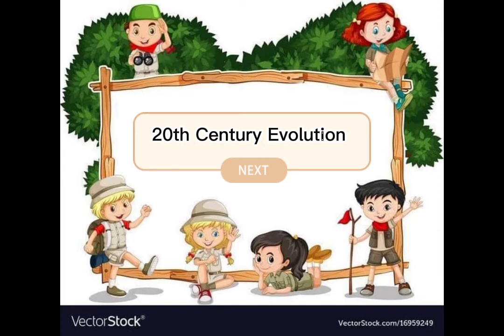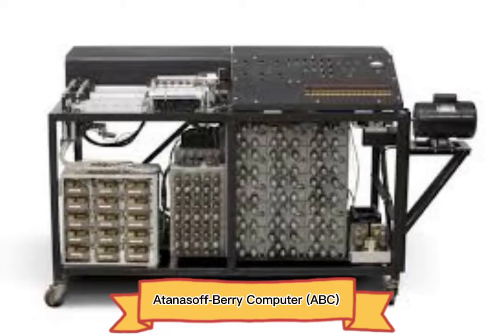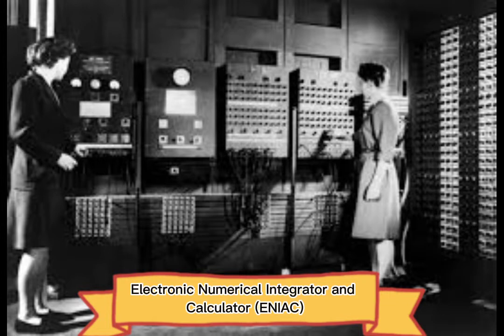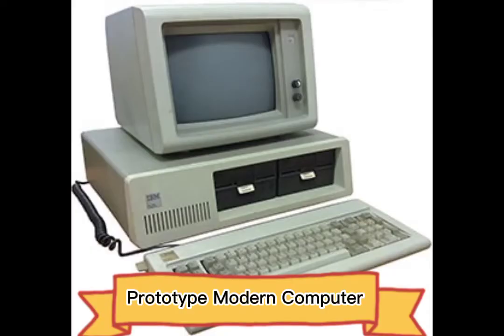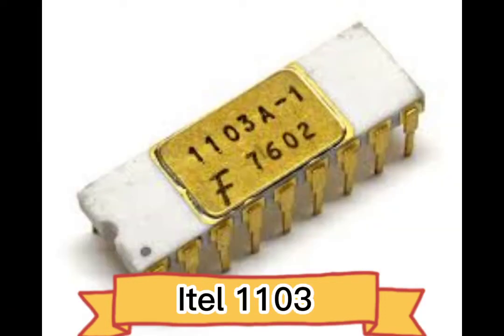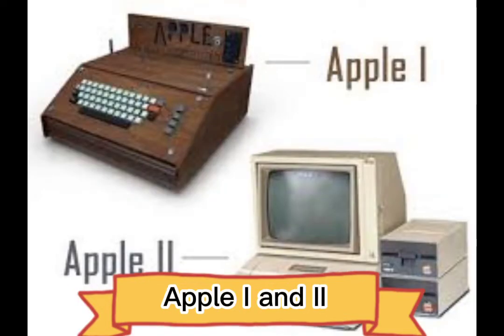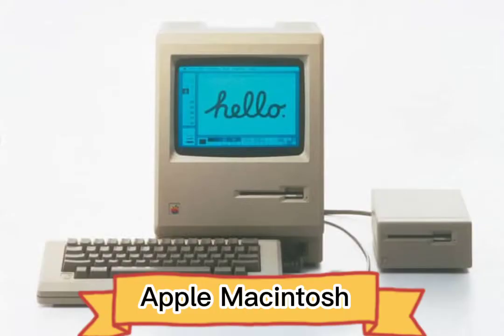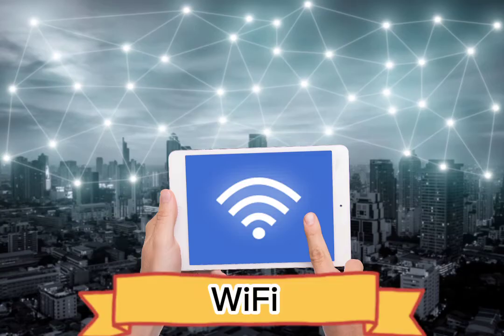A differential analyzer, Z3 machine, Atanasoff-Berry Computer, ABC, ENIAC or Electronic Numerical Integrator and Calculator, UNIVAC, transistor, EDSAC, COBOL, prototype modern computer, Unix, Intel 1103, the first dynamic random access memory, floppy disk, the development of Ethernet, the invention of Apple I, II, and the Apple Lisa, Apple Macintosh, the development of Google search engine in 1996, and the Wi-Fi or wireless fidelity.